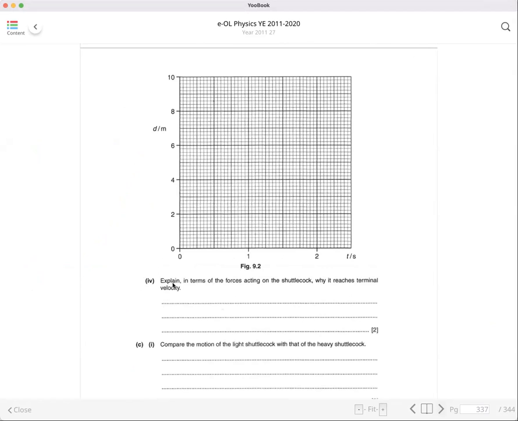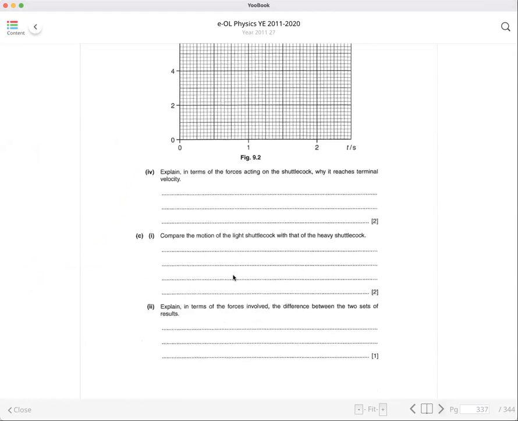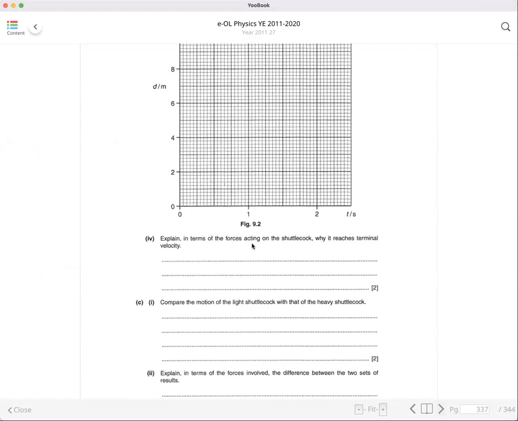Okay, now for part 4, I want all of you to try this. Just part 4, that's all. Everybody do just part 4. I want you to explain to me to see whether you understand the concept.